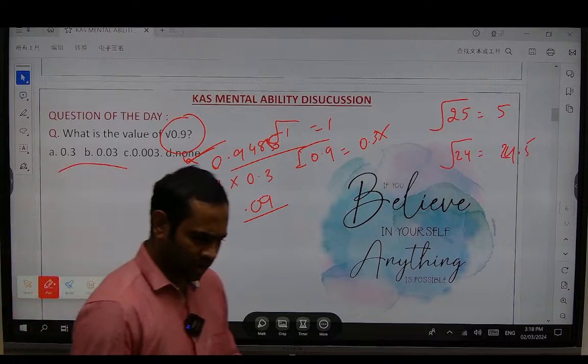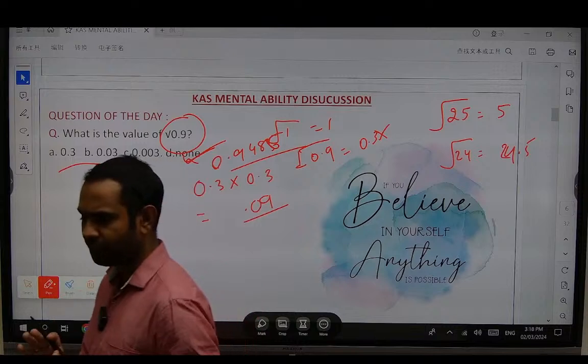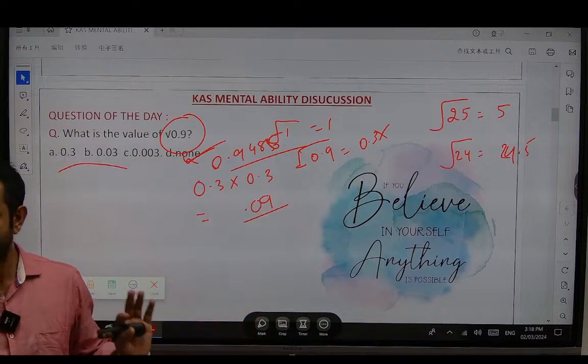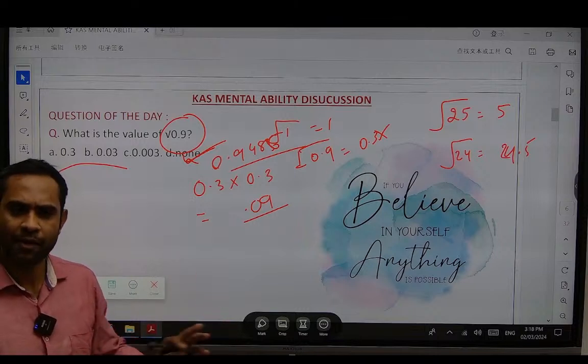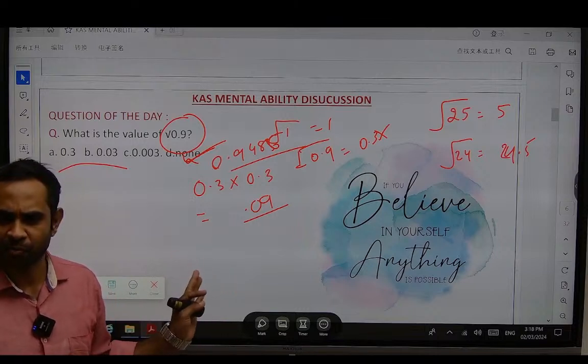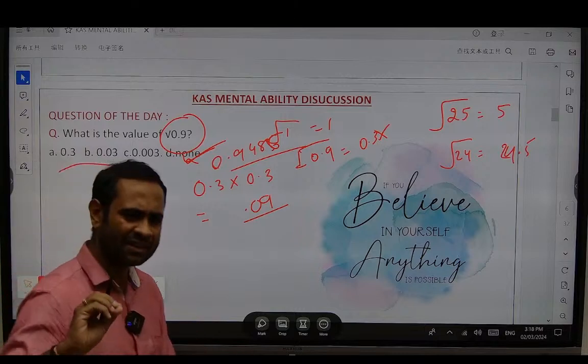Now, those who think that CSAT is tough, mental ability is tough, I just wanted to tell you, you have to believe in yourself. I will not say nothing is impossible. I will say anything is possible. So we can do anything. We can easily learn, don't worry.